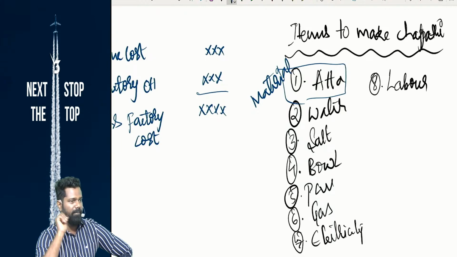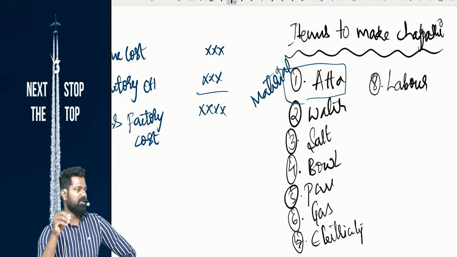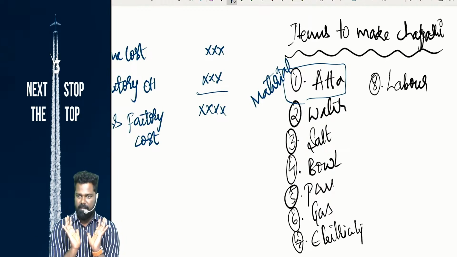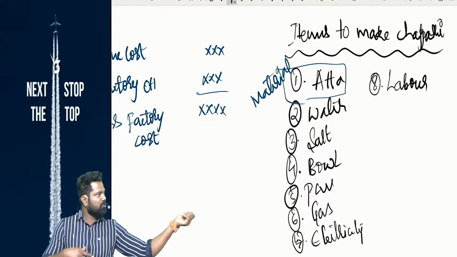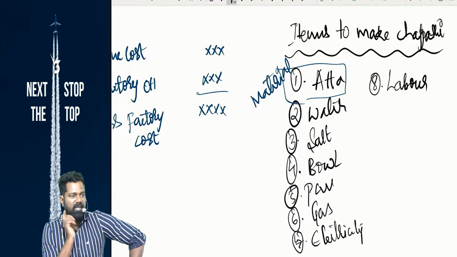Now tell me, material is nothing but atta, salt, oil, everything is required. Now a bowl is there. Tell me, once the chapati is made, will they throw the bowl away or keep it with us? Wash it and keep it with us. Clear? Generally, a steel bowl, what will you do?